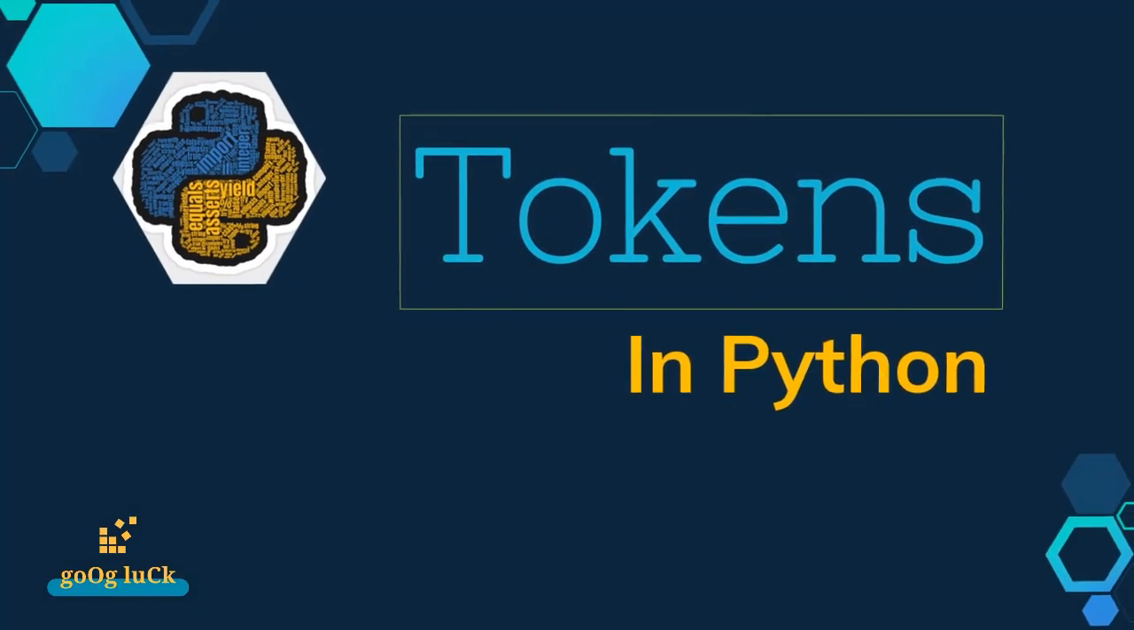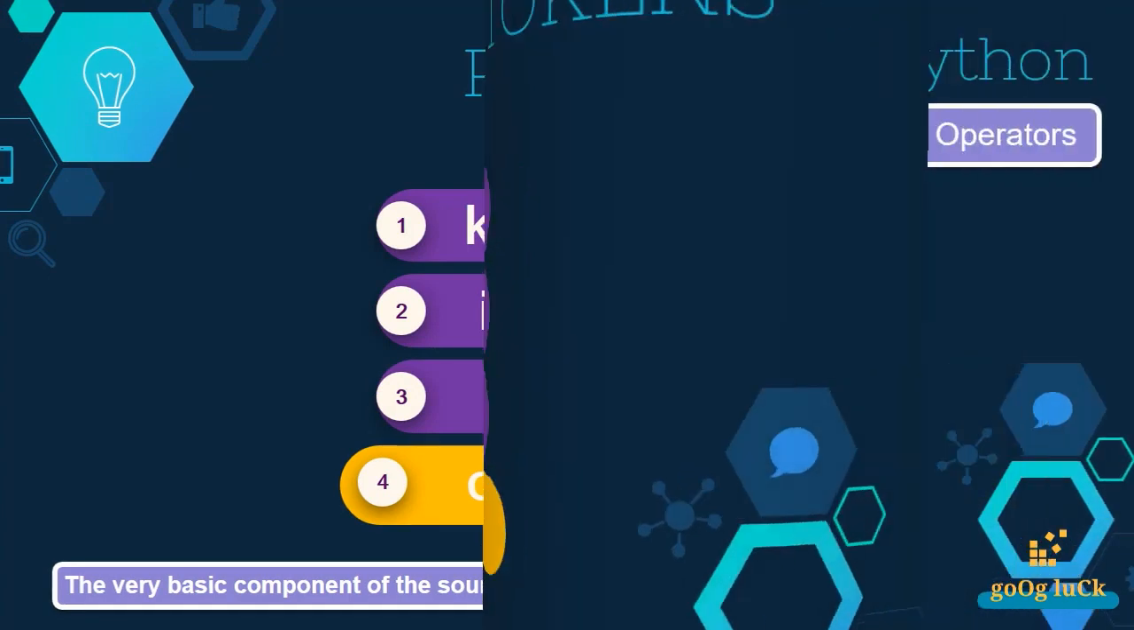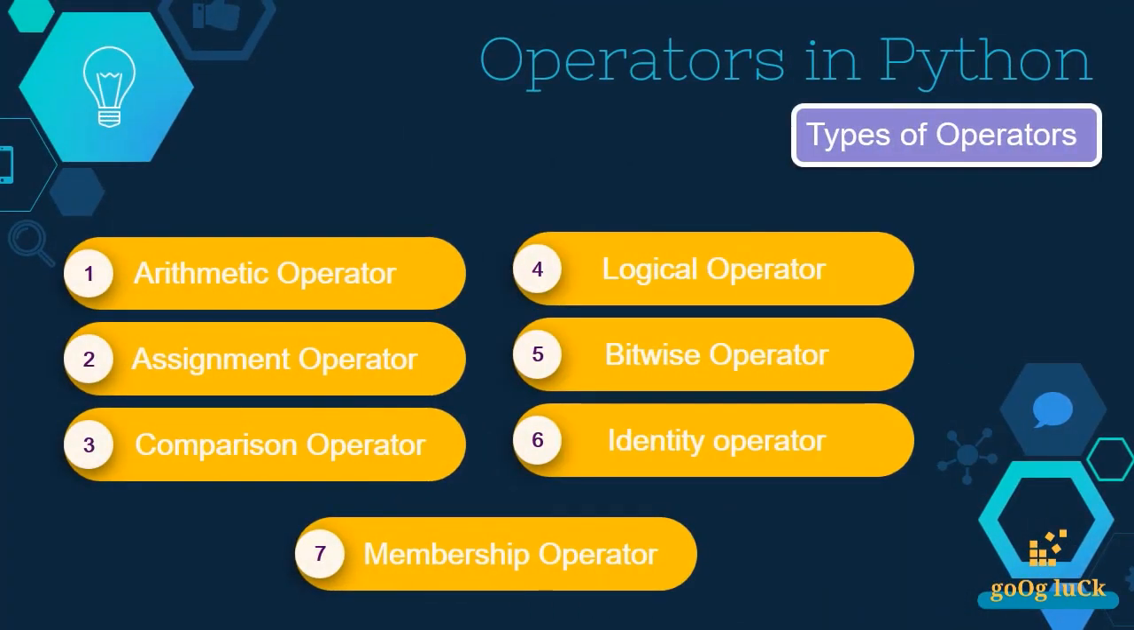So in the last session under Python tokens, we covered till the literal part, right? In today's session we will be learning about our last Python token, operators. So what are these operators? Well, these are some specific characters which have a specific task to perform.